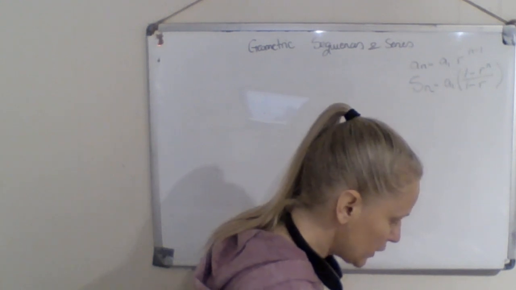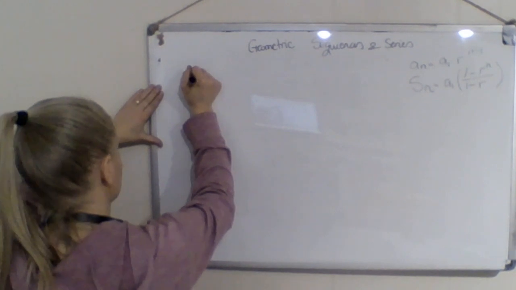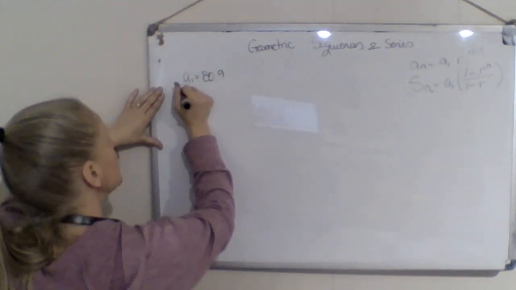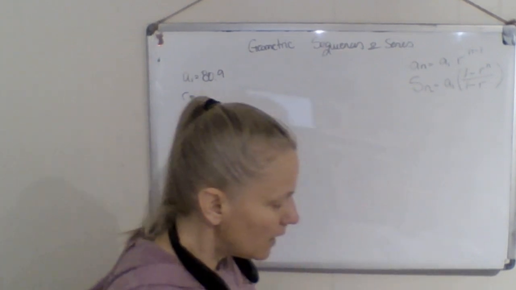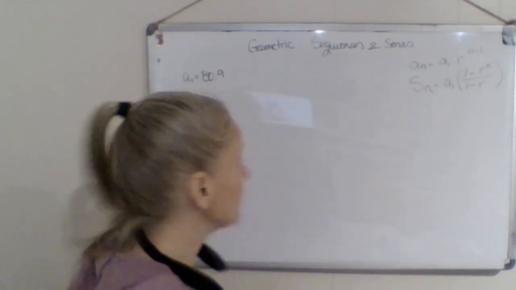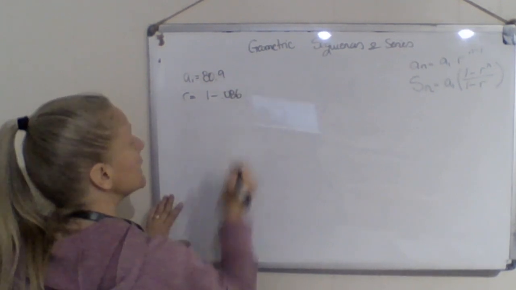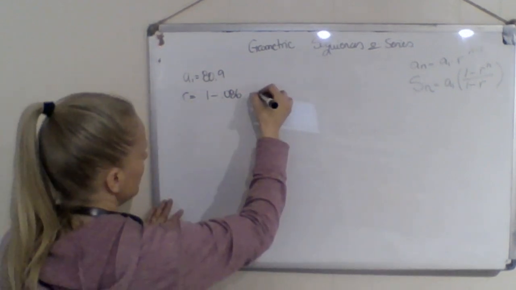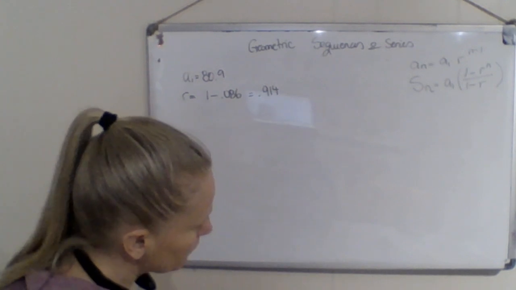Okay, this problem deals with Taylor sums, and here's what we know. We know the average, or A1, is 80 points. In order to find my ratio, I know it decreases by 0.086. So this is going to become 1 minus 0.086. We're going to transform that percentage into a decimal, and I get that to be 0.914. This is my ratio.